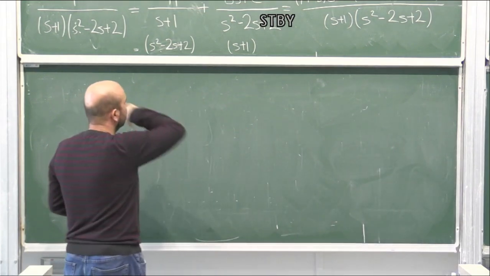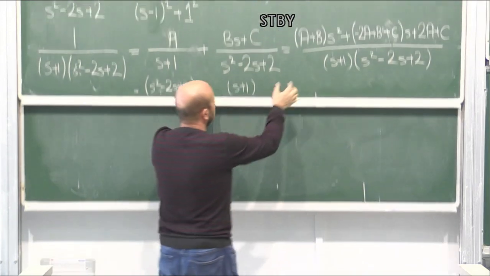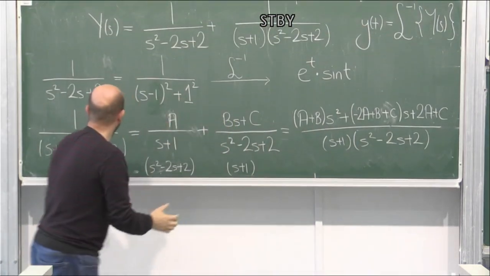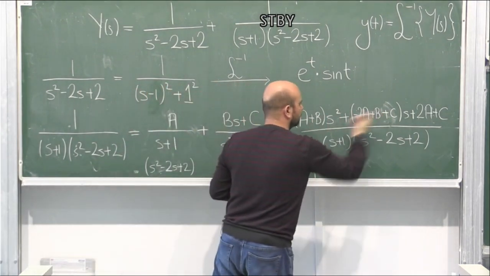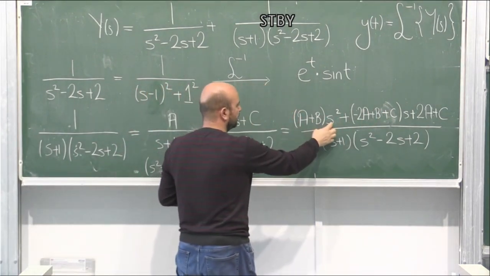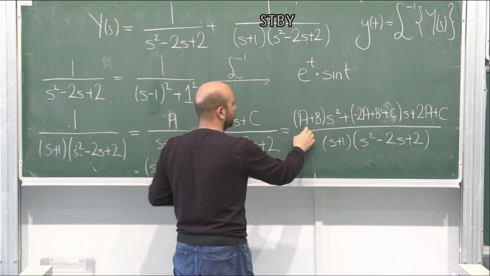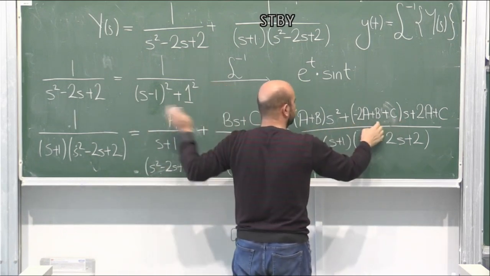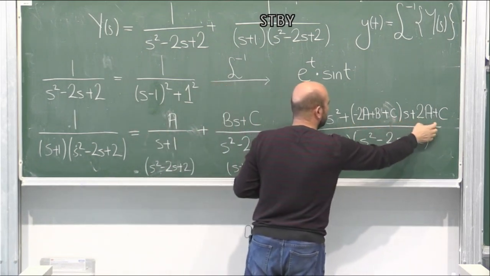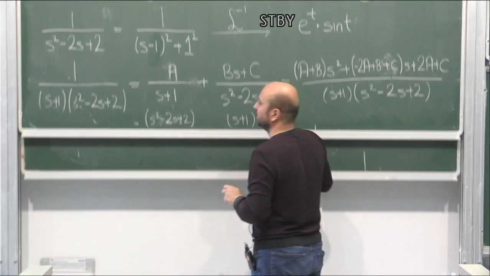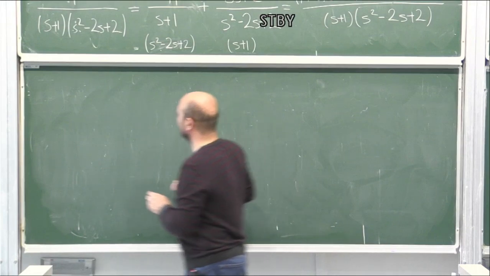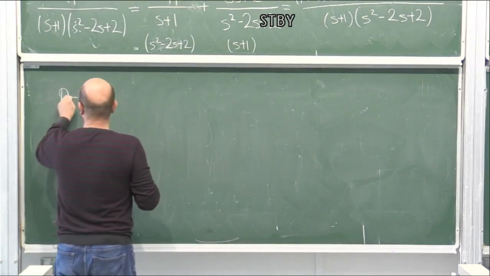Now, if you look at this thing, on this side we have just constant 1. On this side, we have tons of things. So the coefficient of s squared must be 0 because there is no s squared there. The coefficient of s must be 0 because there is no s there. 2a plus c is the constant, and the constant is 1 there. So I must equate them.